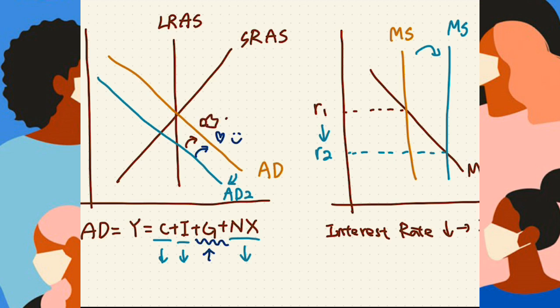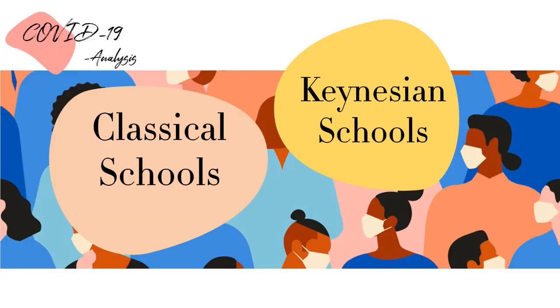Yes, so this is the situation we have now during this pandemic. Now, think of which school will use government policies like this. Of course, that is the Keynesian schools, because classical schools are famous for doing nothing in the free market. So, this is how these models work in the real world.